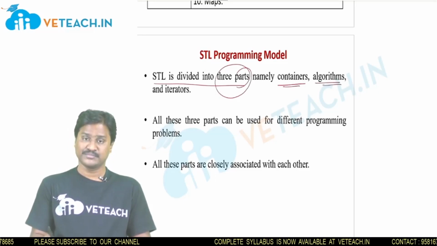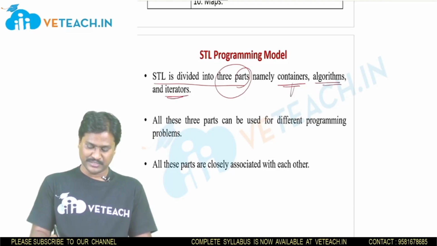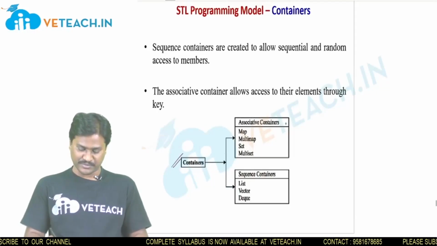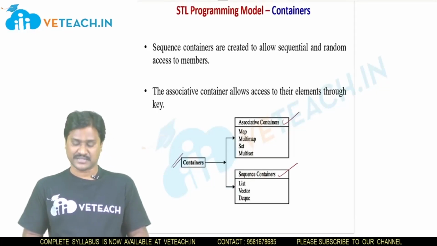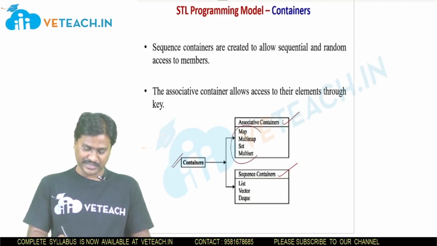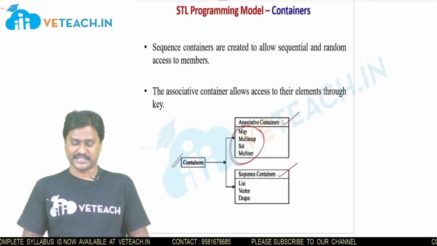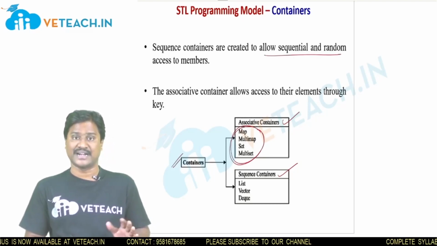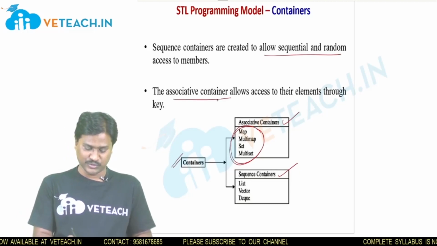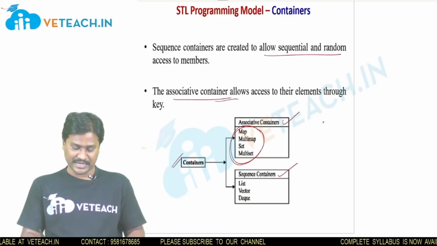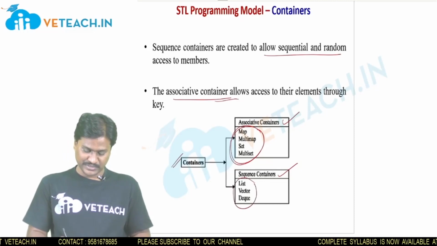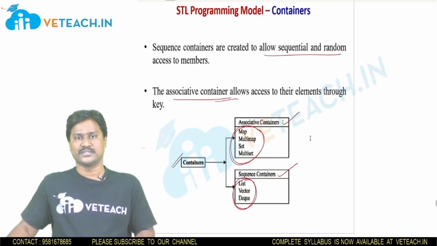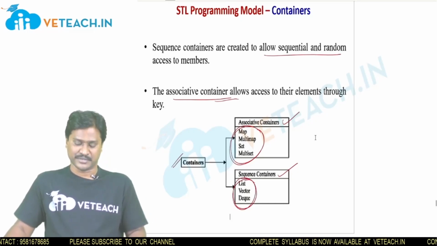containers, algorithms, and iterators. Let me start with containers. Containers consist of two types: associative containers and sequence containers. Here are the things to take care of for these containers. Sequence containers allow sequential and random access to the members, and the associative container allows access to its elements through a key. This is a very important part in defining the standard template library.